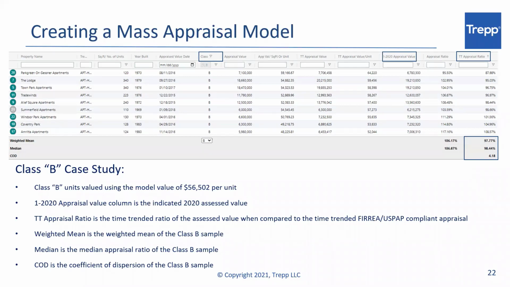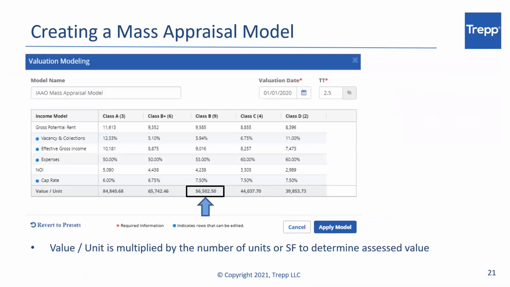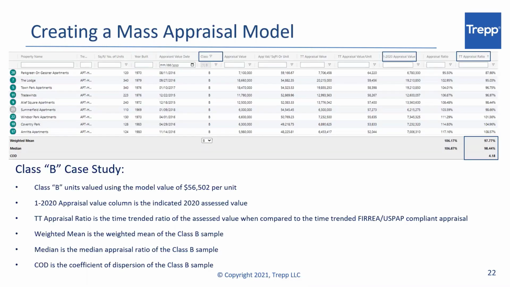So this is where the assessor typically stops. So if the assessor created this model, they would use this as evidence at the appeal, and they would tell the review board, we have a list of comparables here that we feel accurately represent the market. We've done our statistical analysis applying the $56,502 per unit as our Class B indication of value. We've come up with a weighted mean ratio of 97.77% and a median of 98.44 with a really tight coefficient of dispersion at 4.18. So they're going to feel really confident in this model, showing that they've replicated the marketplace using this model.